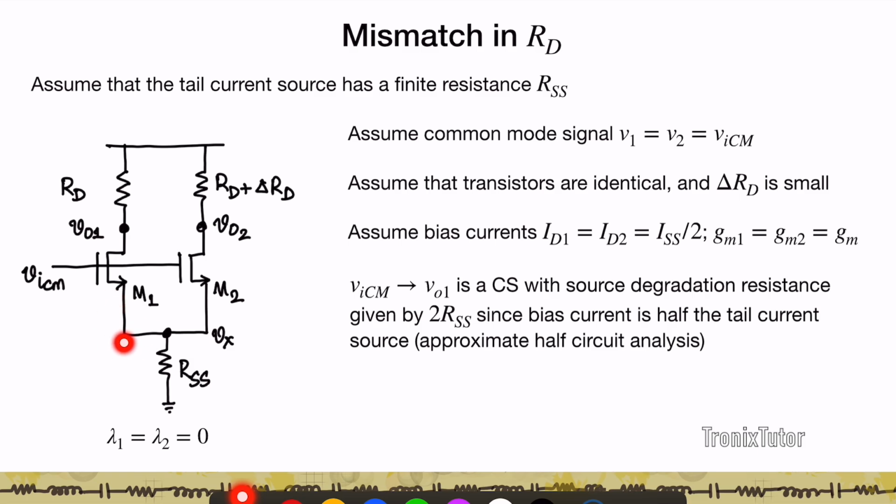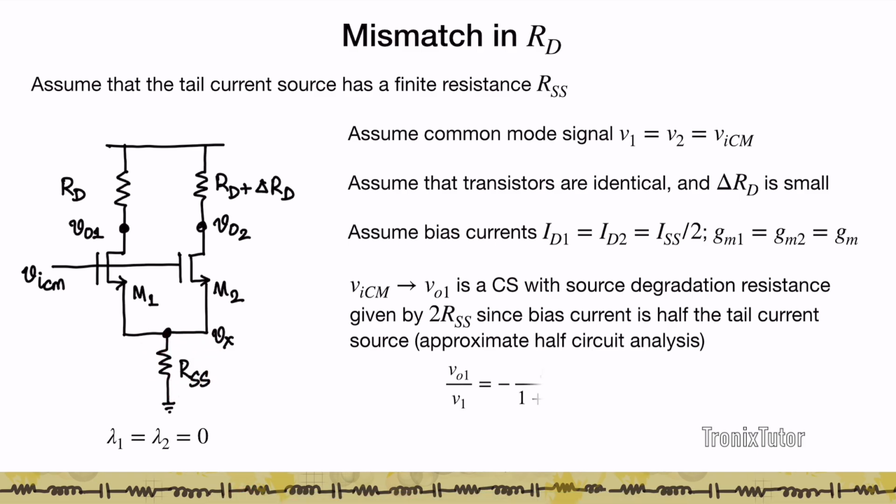However, the source is not grounded, but the source has an RSS connected to it. So this is going to be a common source with source degradation. Now the difference between this and the regular source degradation transistor is that the bias current of M1 is I by 2, whereas the current flowing in RSS is the tail current or I. Which means that RSS, if I were to use it for source degradation of M1, I need to consider twice the RSS because the current flowing in M1 is half that of the actual current flowing in RSS.